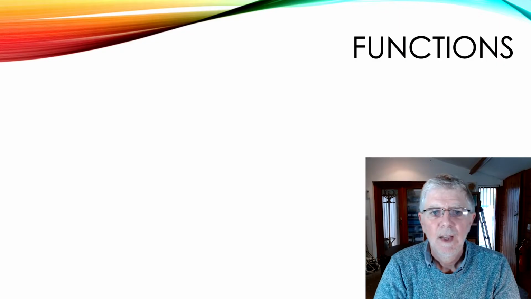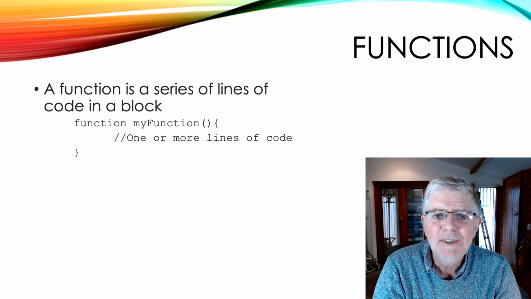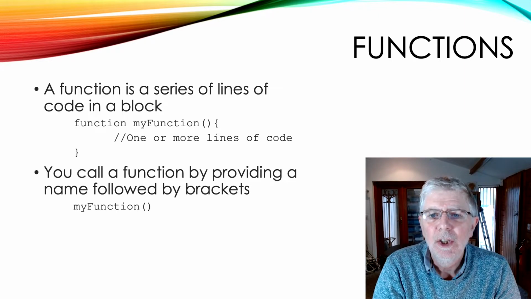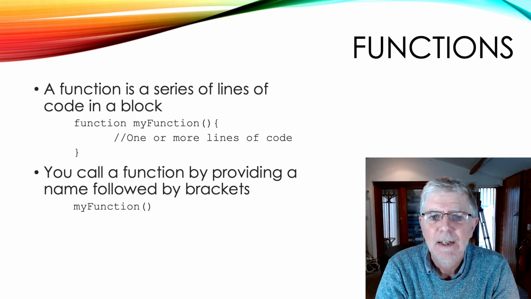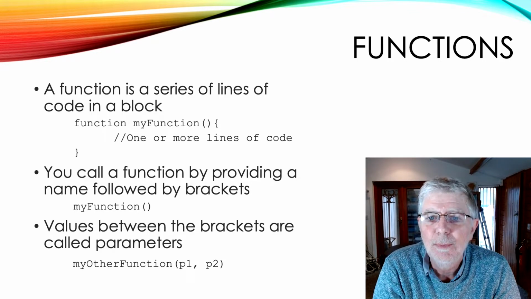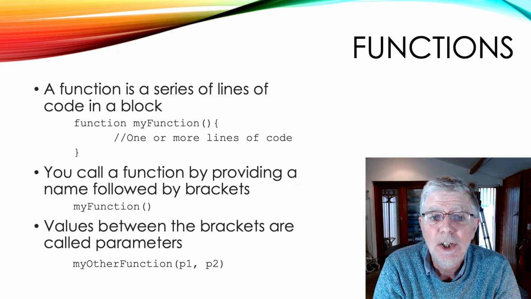Functions. A function is a series of lines of code in a block. You call a function by providing a name of the function followed by brackets. Sometimes you'll provide values between the brackets. These are called parameters. A function can optionally return a value.